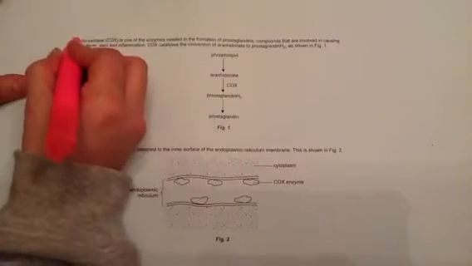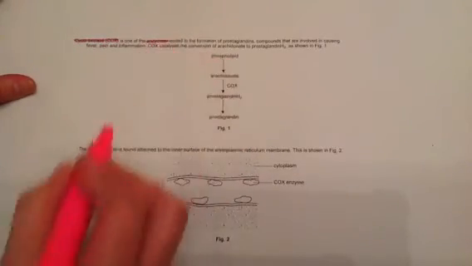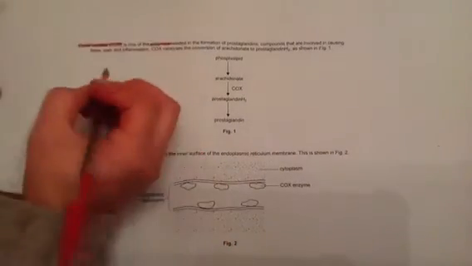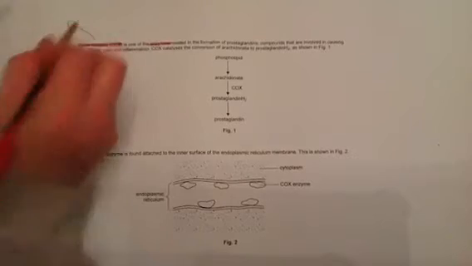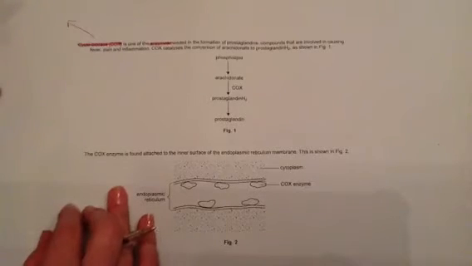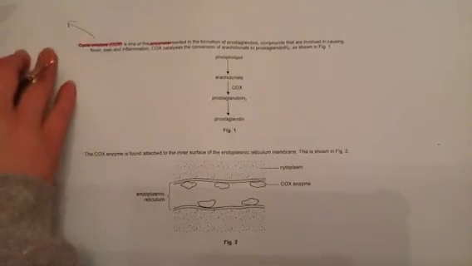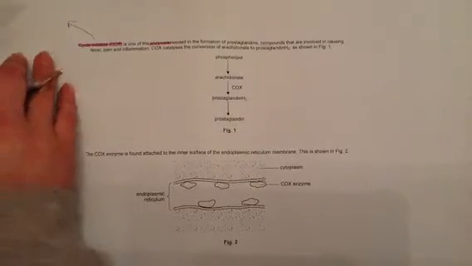So cyclooxidase, one of the enzymes needed in the formation of prostaglandins. Okay, so if cyclooxidase is an enzyme, we can make some assumptions there about what properties and structure cyclooxidase has. So we should list all of those here before we go any further. So it's needed in the formation of prostaglandins.